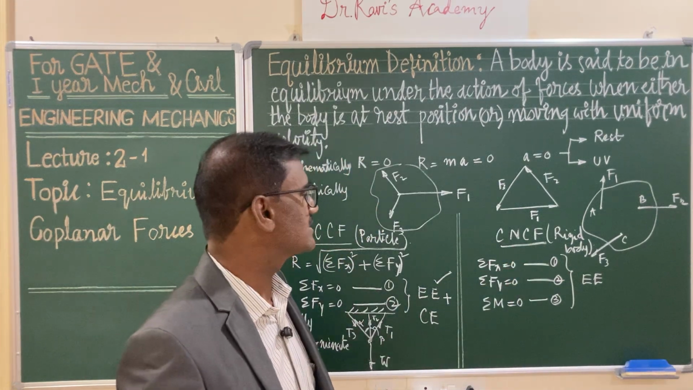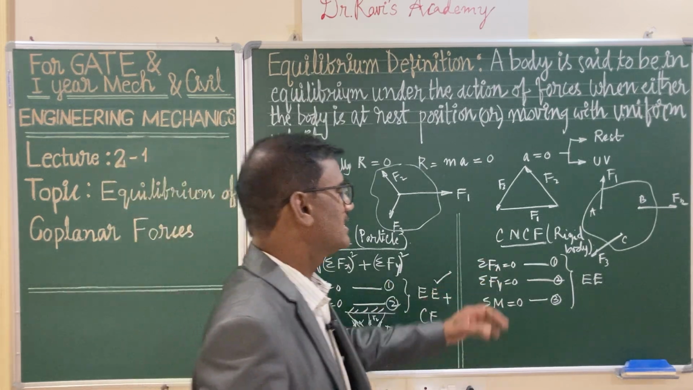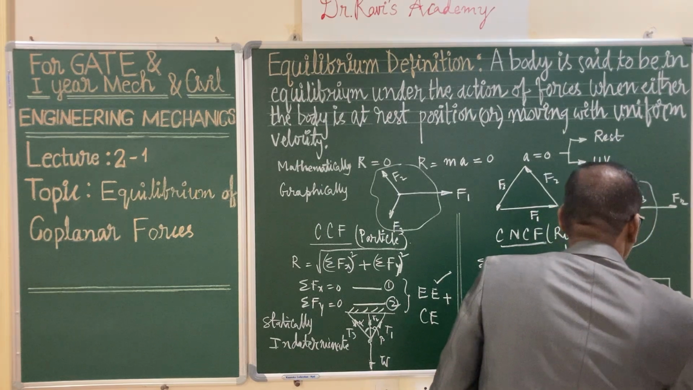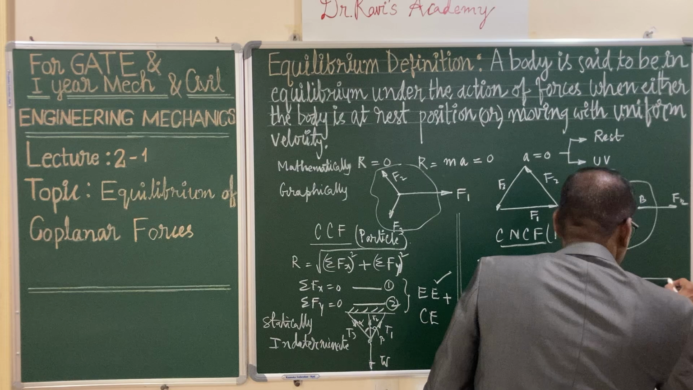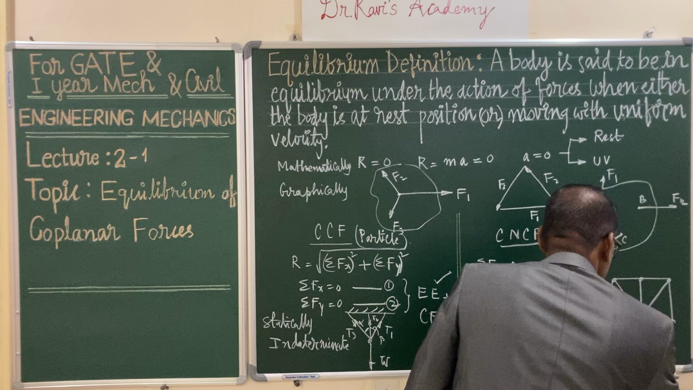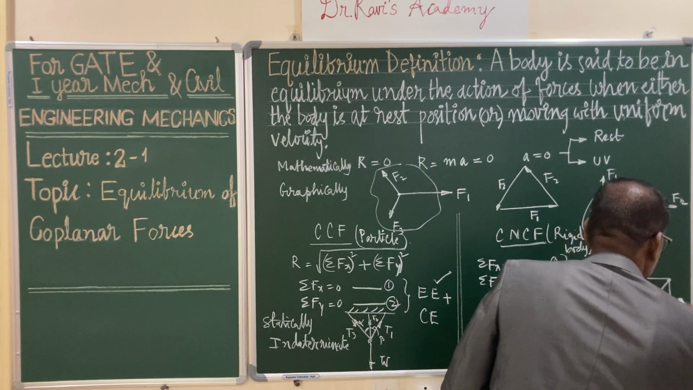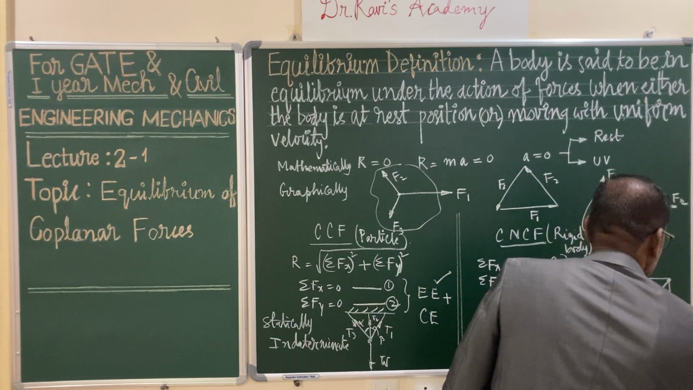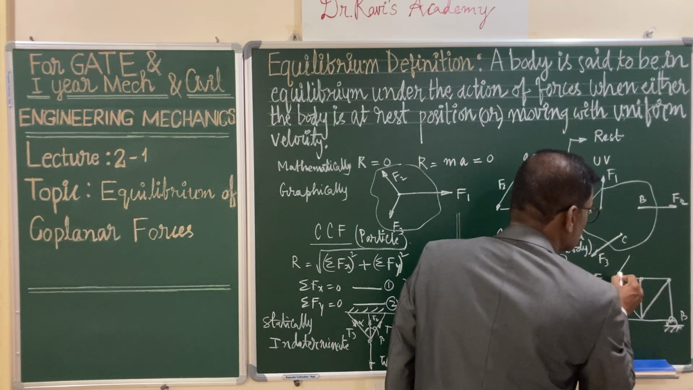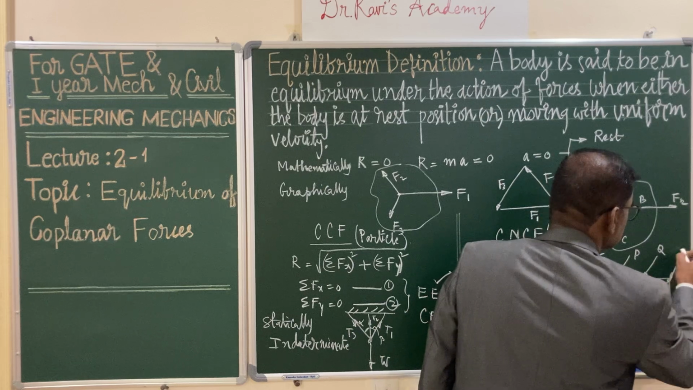If there are more than three unknowns, then the system is called a statically indeterminate system. Let us consider an example, a truss. All members are joined by pin joints, and at one end you have a hinge. At the other end, let us assume you have a roller support. Let us assume A and B are the supports, and the truss is subjected to external loading P, Q, and S.